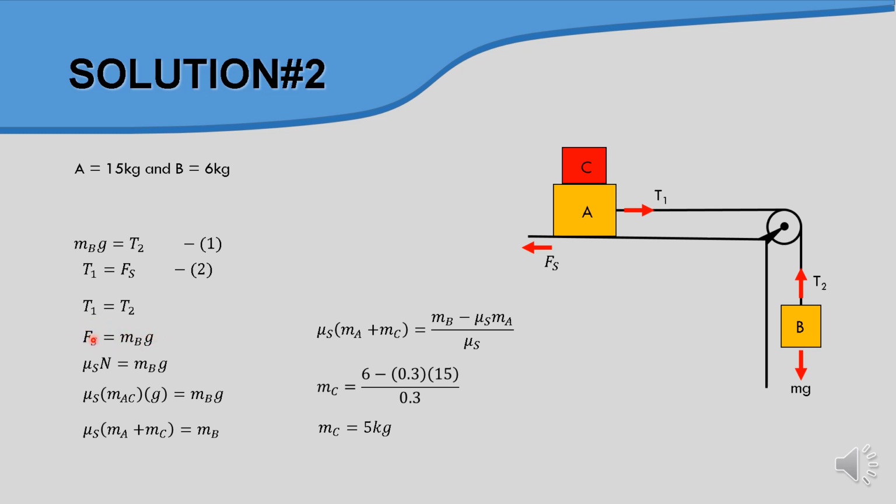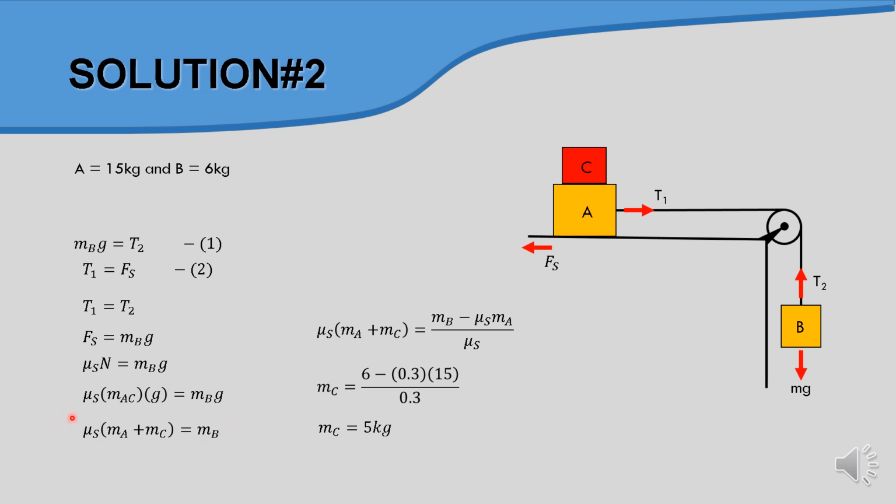And then we have the Fs. Basically, friction is due to multiplying the coefficient of static friction by N. So there we can get the value of N. Basically, N is the mass of A and C, multiplied by g. And then we have MAC is MA plus MC. And g we can omit, slash it out, and the equation is finally something like this.